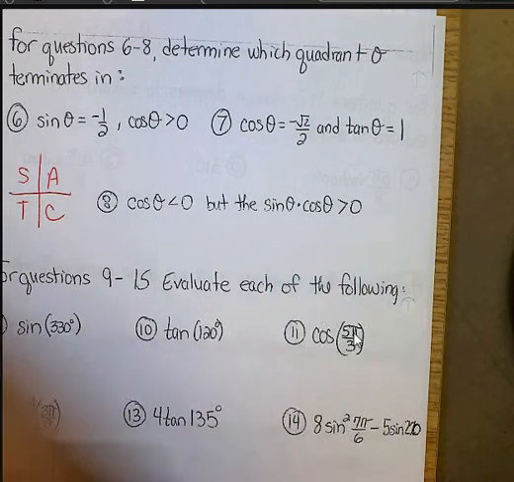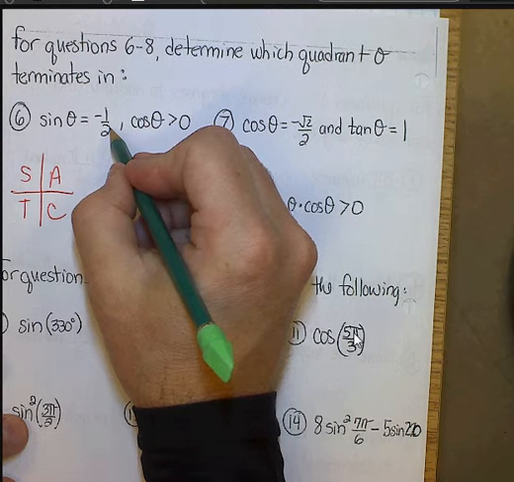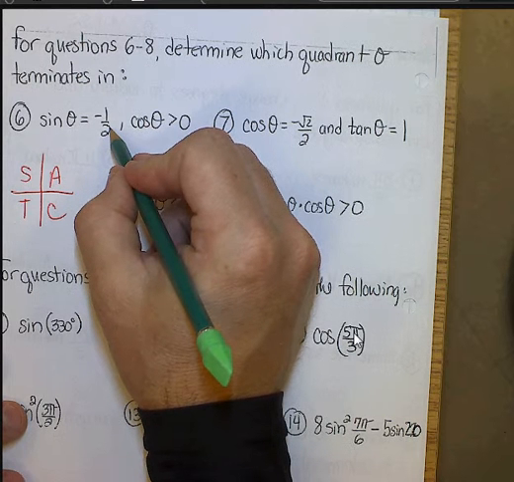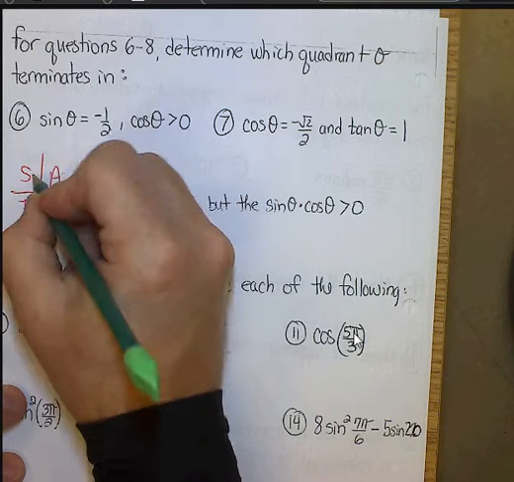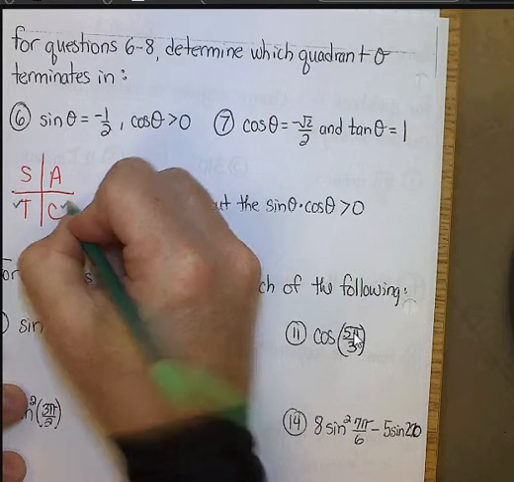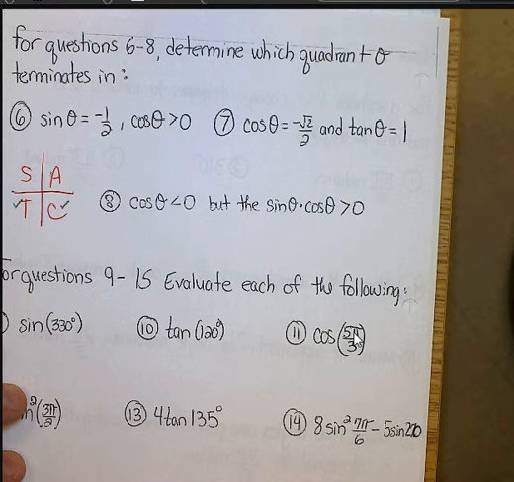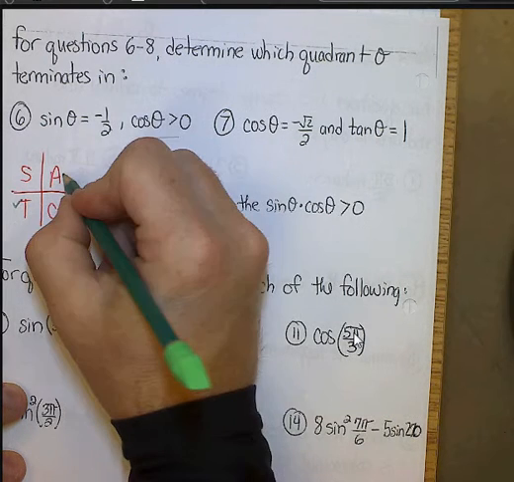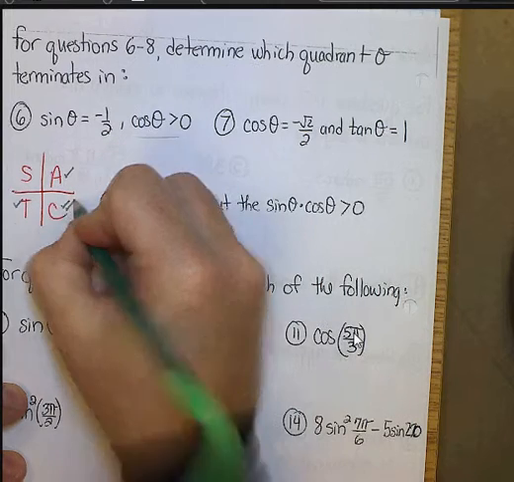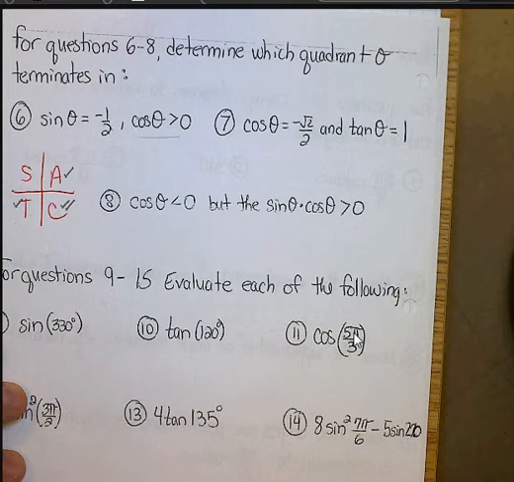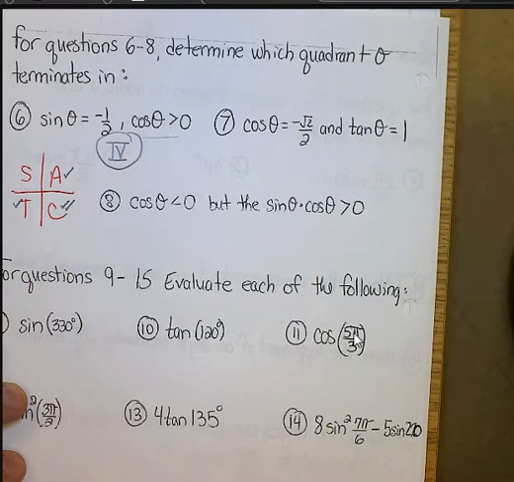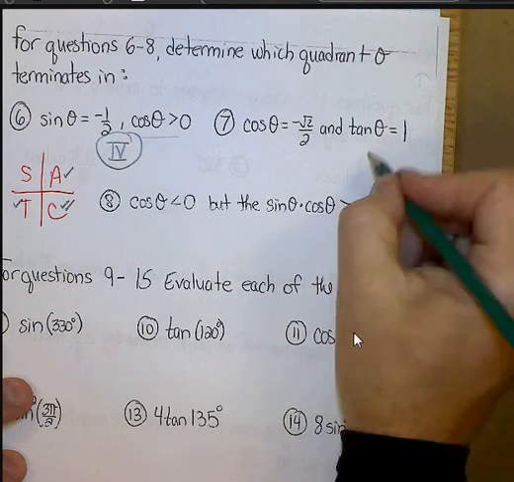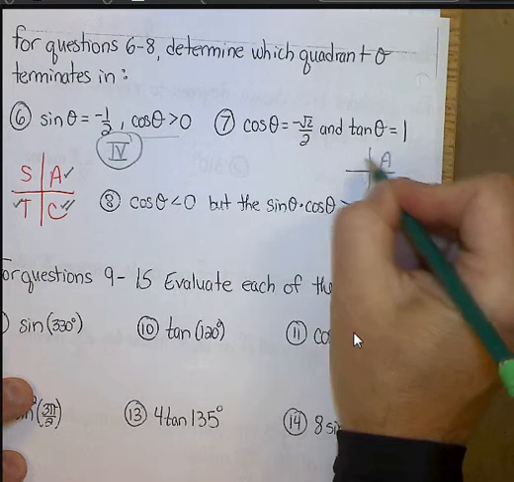In the first example, it says the sine is negative 1/2. I'm not even interested in the fact that it's a half. I'm interested that it's negative. The quadrants that the sine is negative in are quadrant 3 and quadrant 4. So I put checks there. Cosine is positive. The only two quadrants cosine is positive in are quadrant 1 and quadrant 4. So the one quadrant that satisfies both conditions is quadrant 4. So that's my answer.